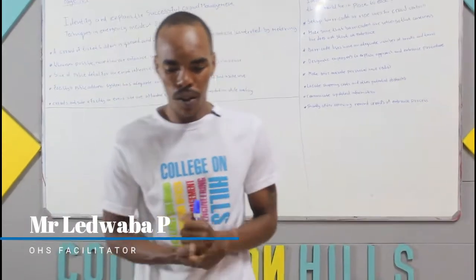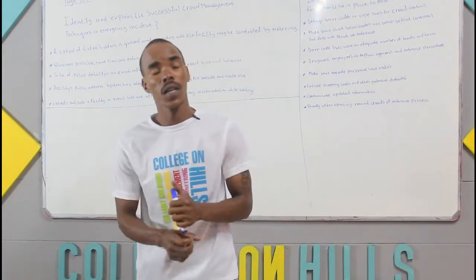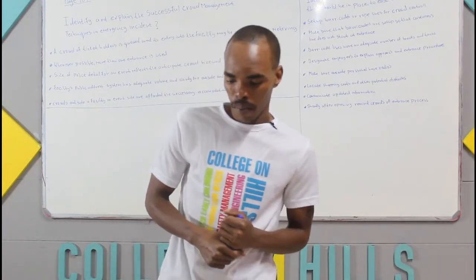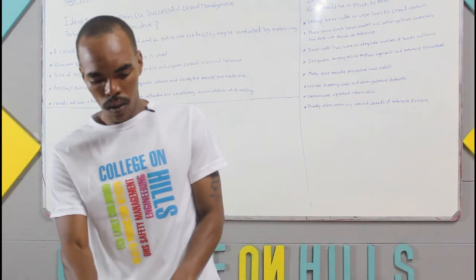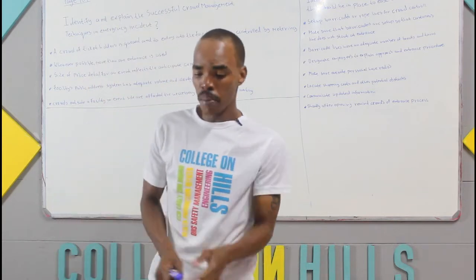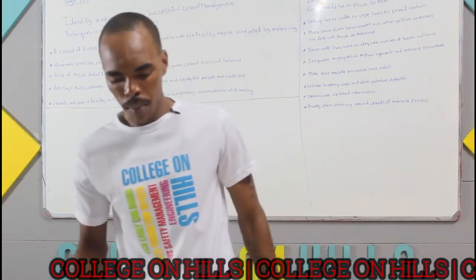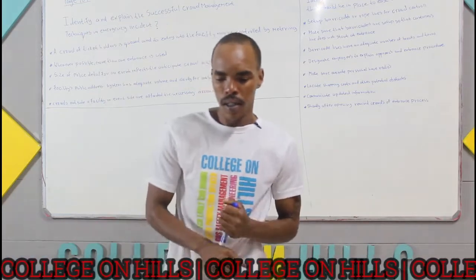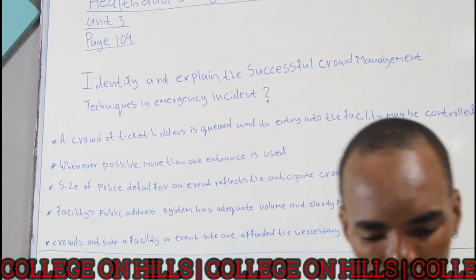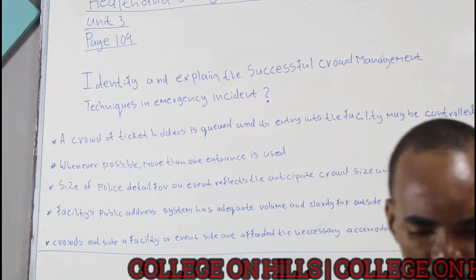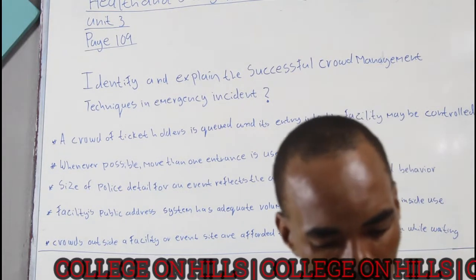Today, guys, we're going to be dealing with health and safety hazards, unit 3. We are on page 108. It's a group activity, activity number 9. It says, identify and explain the successful crowd management techniques in an emergency incident.